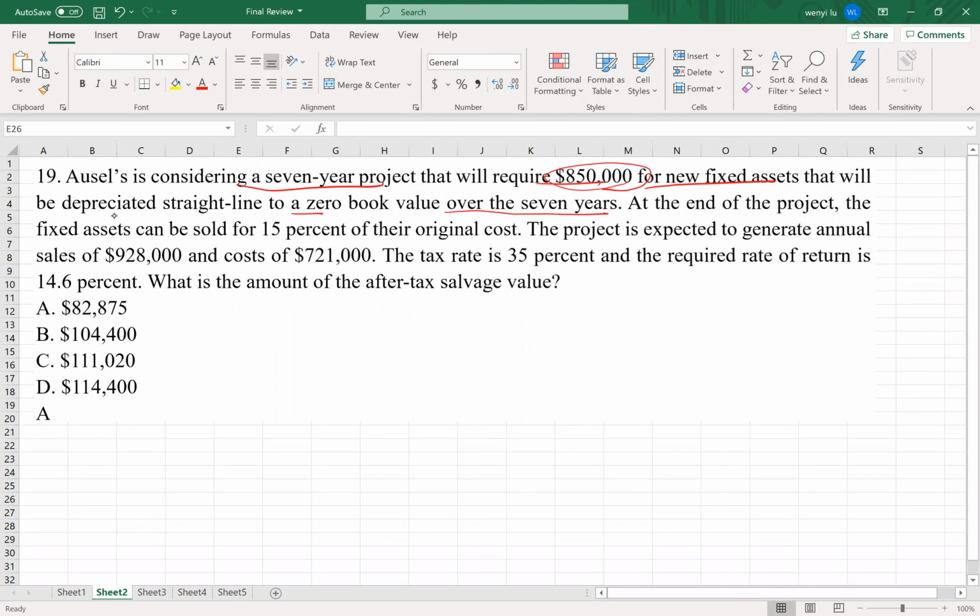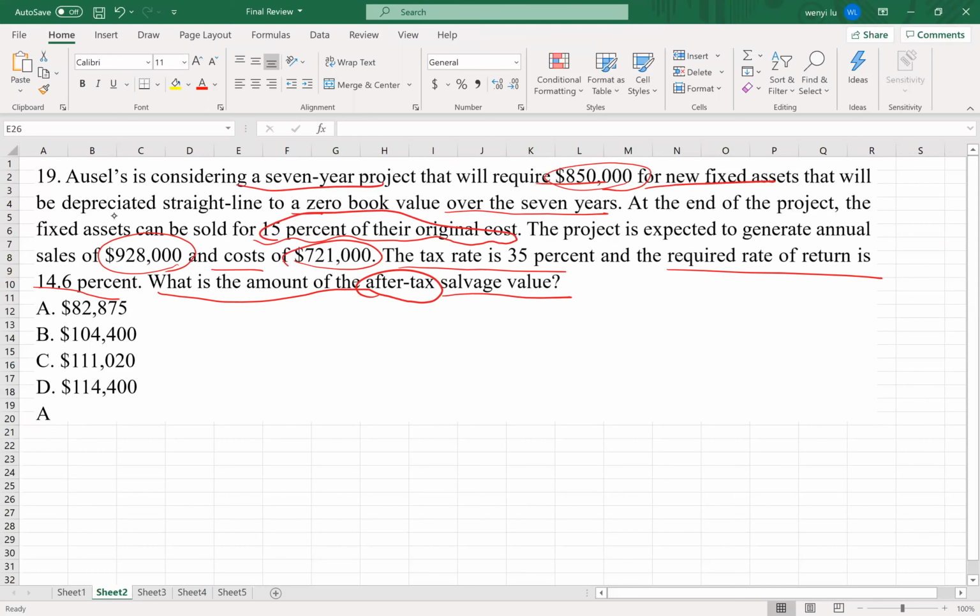At the end of the project, this fixed asset can be sold for 15% of its original cost. The project is expected to generate annual sales of 978,000 and 721,000 in costs. The tax rate is 35%. The required rate of return is 14.6%. What is the amount of the after-tax salvage value?